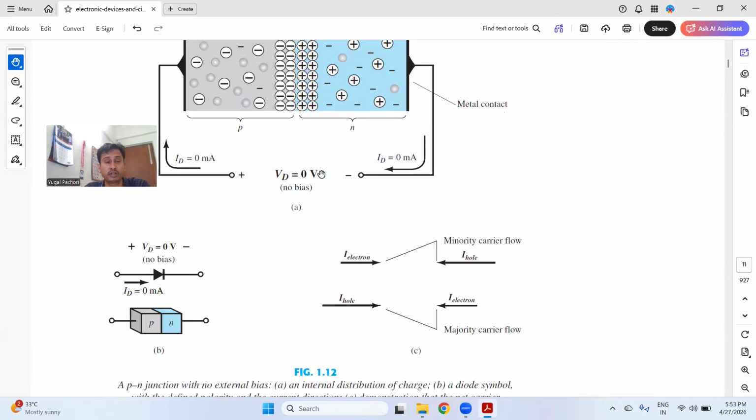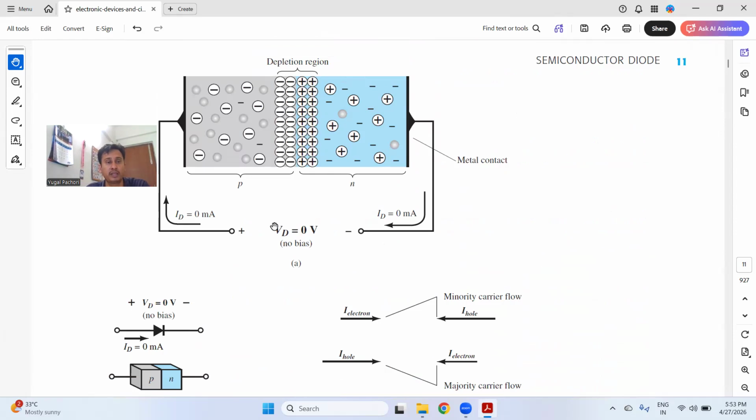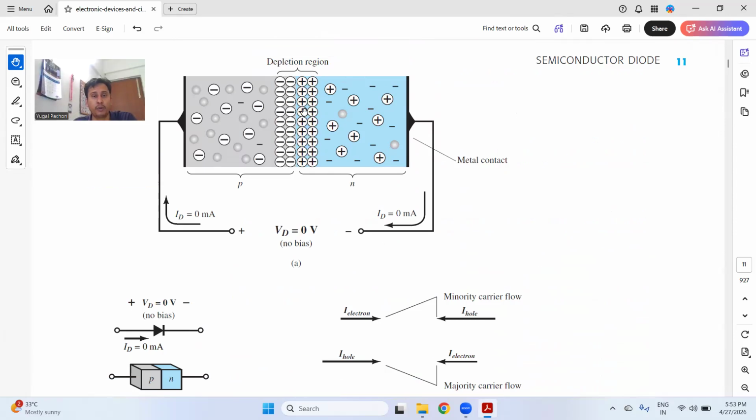Now let's understand what we mean by no bias. This is the no bias condition. See, this plus sign and this minus sign are not connected with any battery, and this is the p-type and this is the n-type. And you can see the holes from the p side and electrons from the n side diffuse together and they form the electron-hole recombination. And this acceptor ion and the donor ion form the depletion region, and the potential barrier is created.